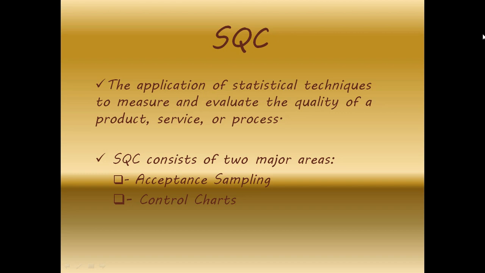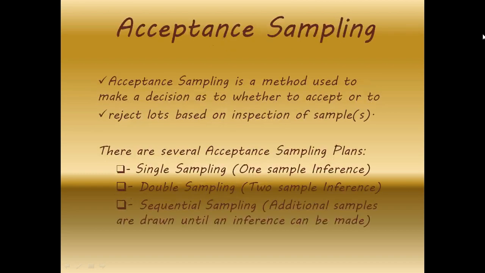Now let's see what acceptance sampling is all about. It's a method used to make a decision as to whether to accept or to reject lots based on inspection of samples. So you see the focus here is on samples but not the product in its whole, because that would be quite costly in terms of inspection.